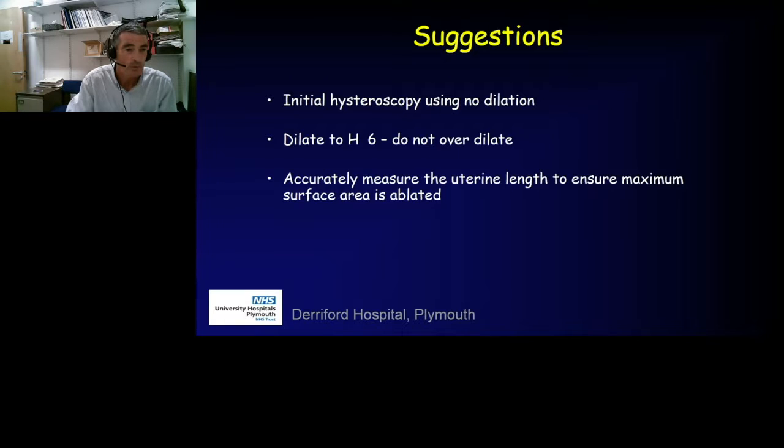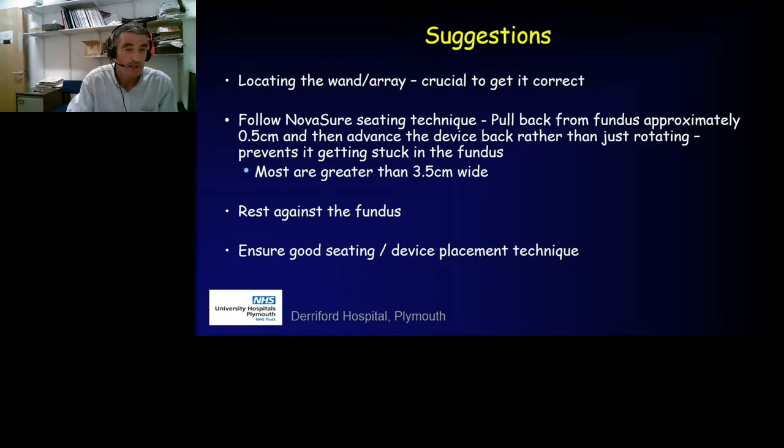And it's important to accurately measure the uterine length to ensure that the maximum surface area is ablated, to maximise the amenorrhoea rates and improvement in their symptoms. It is important to get the wand position correct and to follow the NovaSure seating technique. And one of the issues some people have is getting the ears of the NovaSure stuck at the fundus. So it is important to pull it back a bit so that it opens up nicely into the cavity.